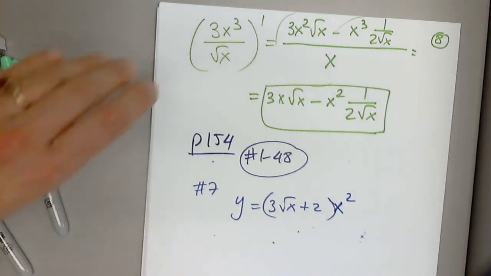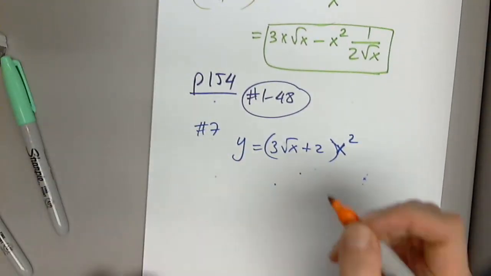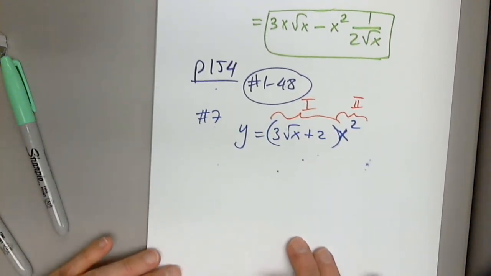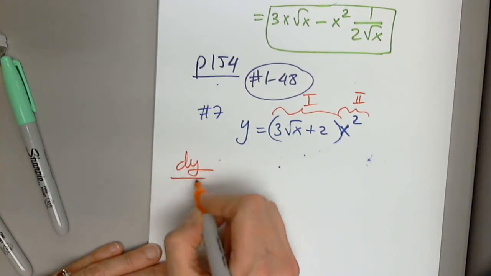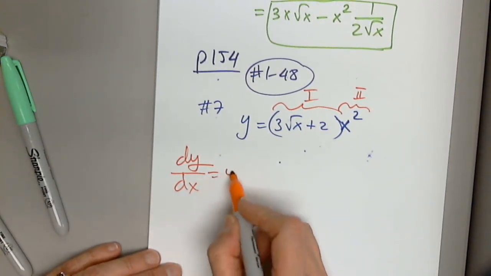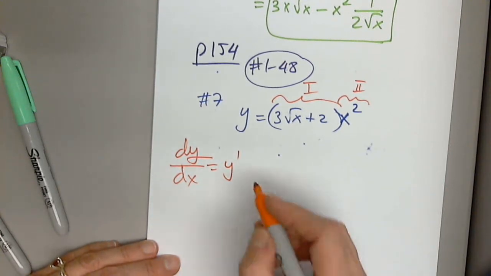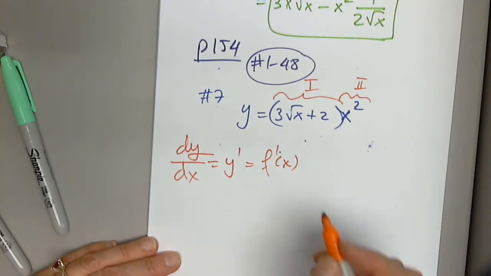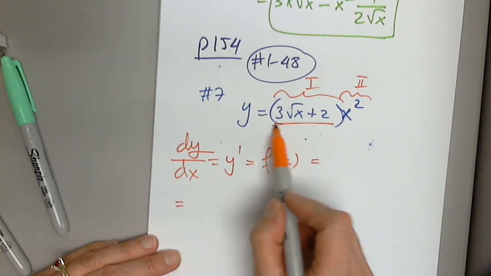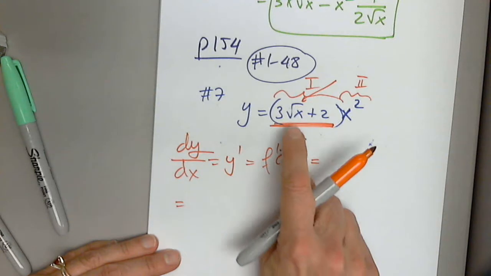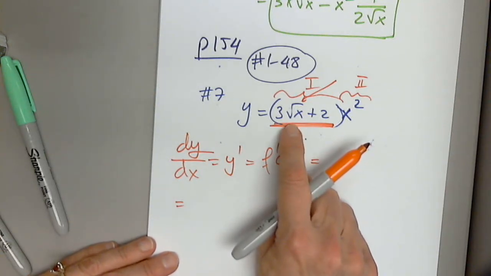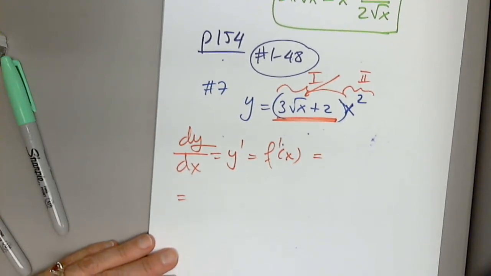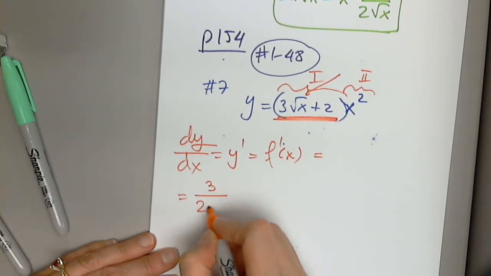So this is function 1. This is function 2. So then dy over dx, you can also write y prime. Both are acceptable. You can also write f prime of x. All these notations mean the same thing. Let's differentiate the first one. And remember, we know a formula for this. So we don't want to change it to x to 1/2 and reinvent the wheel. We know what the square root of x prime is. So it's 3 over 2, the square root of x.